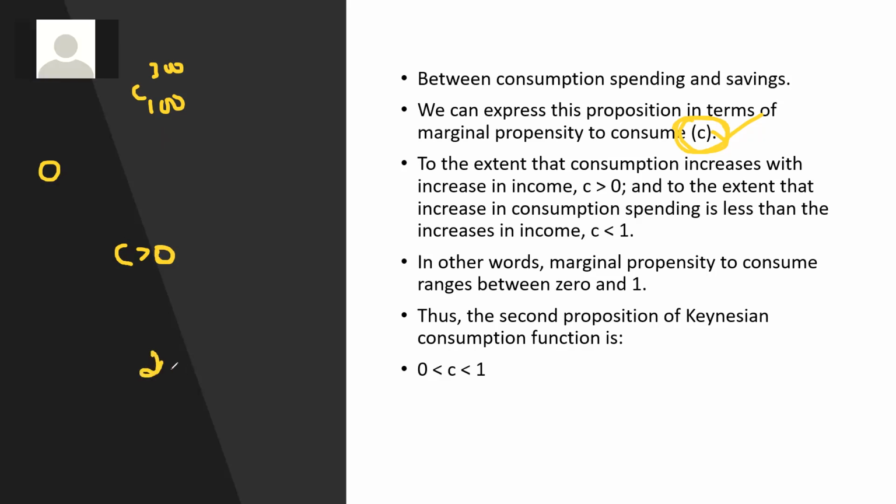For example, my income is increasing by 200 rupees. I will not stay without consumption. I'll definitely consume. So marginal propensity to consume will always be greater than 0. Consumption cannot be 0. When your income increases, consumption will always increase.